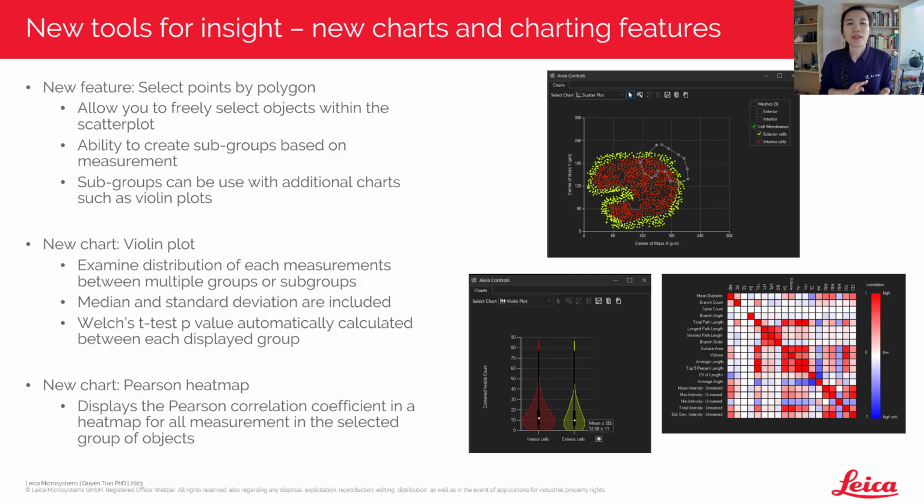Third, we've added a Pearson heat map to your chart options. This chart displays the Pearson correlation coefficient in a heat map style for all of the measurements in a particular group. With these new features and charts, we hope to provide you with the tools you need to help you connect your analysis to insights into the biology of your neurons, your cells, or other objects of interest.